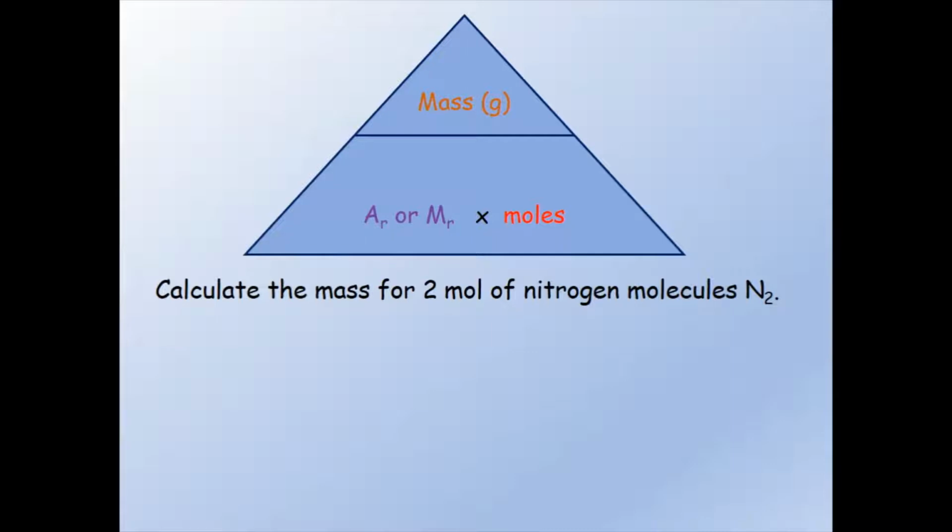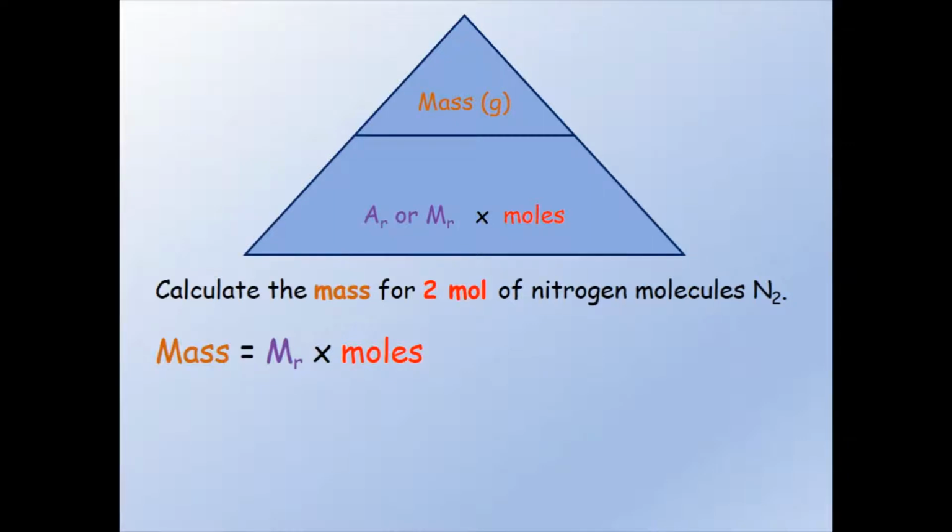Calculate the mass for 2 mole of nitrogen molecules N2. So now what we need to calculate is the mass, and we need to look at the triangle to find out how we can do this. So mass equals, if we cover up the bit with the mass at the top, we are left with AR or MR times moles. We're given molecules here, so we need to use MR, the relative formula mass. So we get mass equals MR times moles. When we look back at the question, we can see that we are given 2 mole for moles in the question. So we can just plug that 2 straight in.